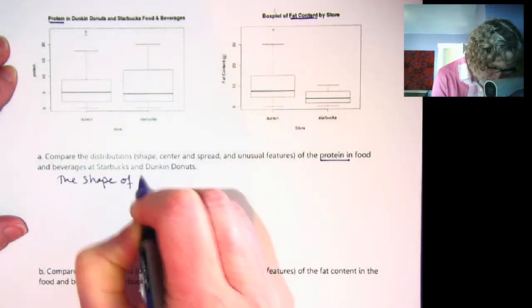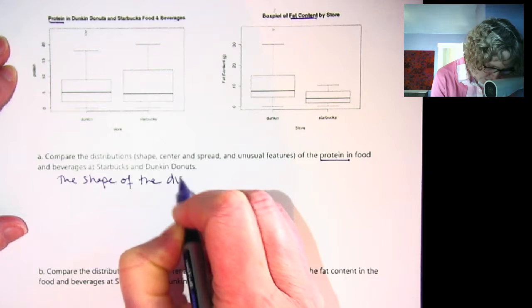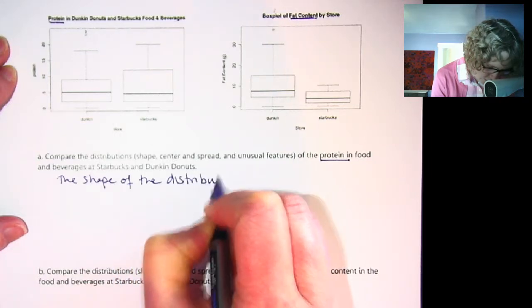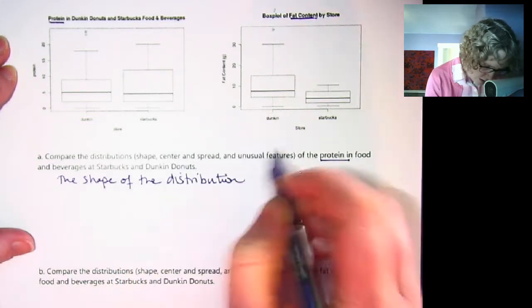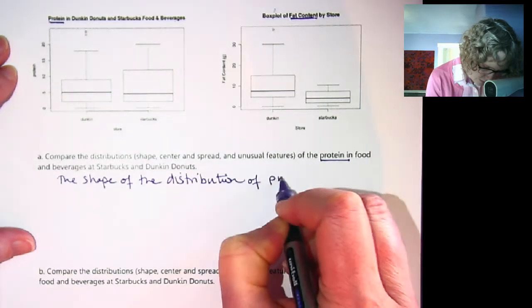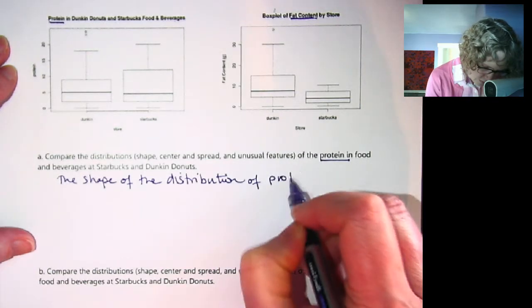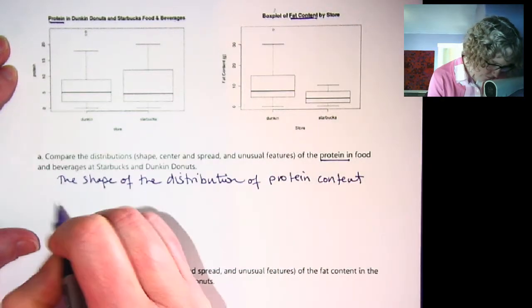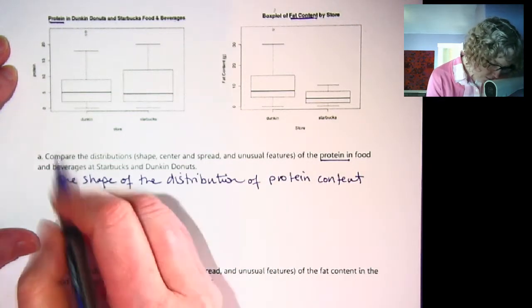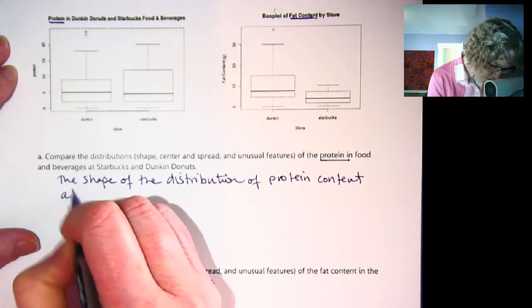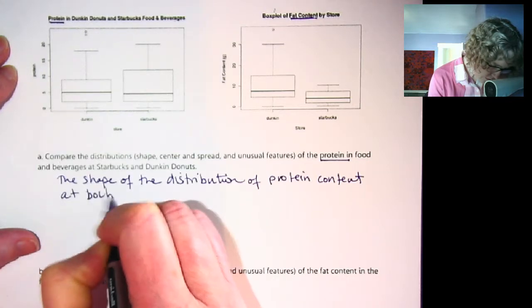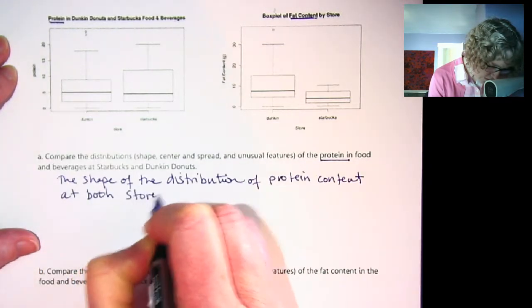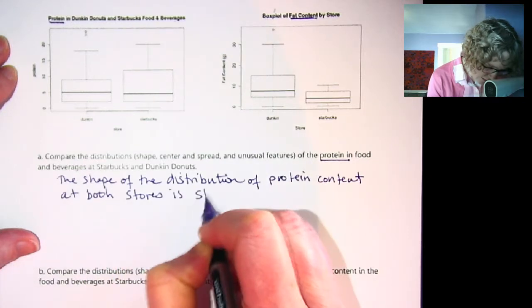The shape of the distribution of protein content at both stores is skewed to the right.